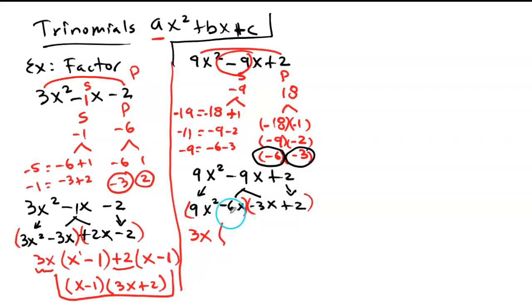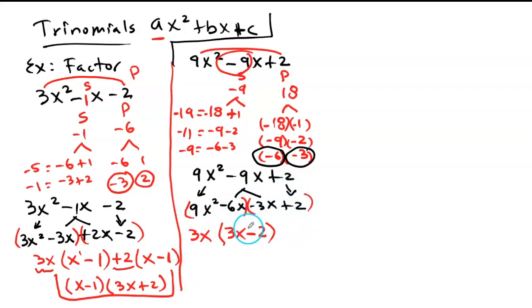Divide. If you have to divide on the side, go ahead. 9x squared divided by 3x. 9 divided by 3 is 3. X squared divided by x. Minus 6x divided by 3x. X cancels. 6 divided by 3 is 2.